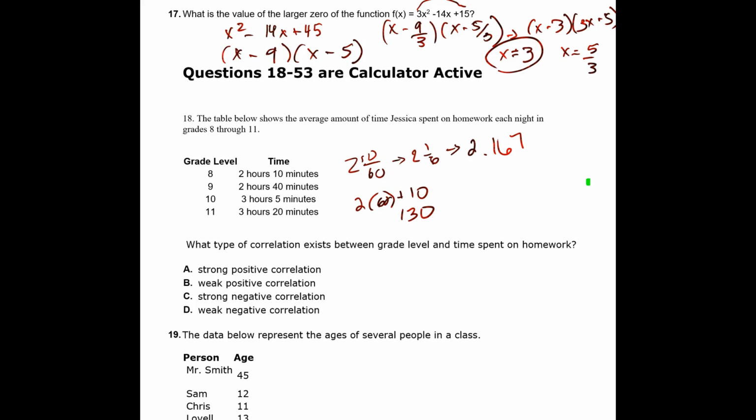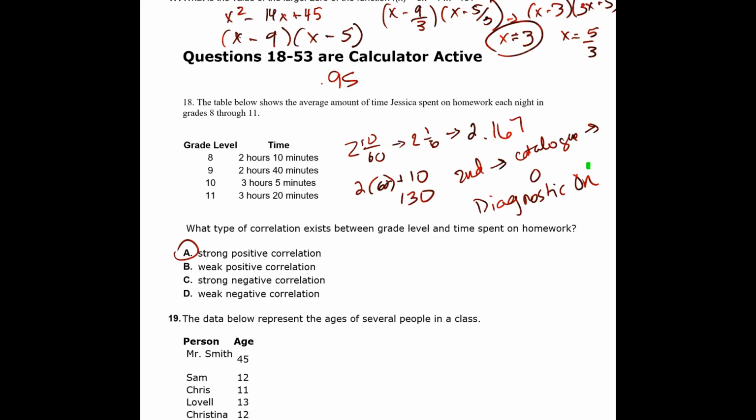Don't forget to turn your diagnostic on. To turn your diagnostic on, you hit second, then you go to the 0, which is above the 0 because above the 0 is catalog. After you do that, you will go to DiagnosticOn, because it's not on automatically, and when you reset, it won't be on. Then it'll give you an R, and the R, I remember doing this earlier, is 0.95, so clearly it is a strong positive correlation. That's what my R was, but your R may be a little less or more than that, whatever.